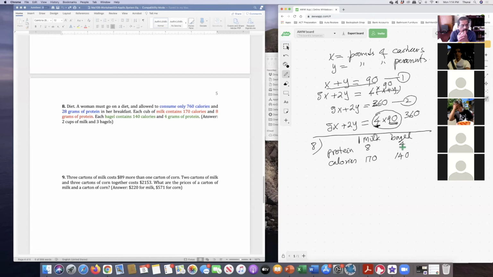And then it says this individual is allowed to consume only 760 calories. So across the calorie row, you write the limitation at the end here. 760 is the maximum she is allowed to consume. And protein, how much is she allowed? 28. So put that also across the row where protein is. So now your table is complete. You have all the information. 28 and 760 are the limitations.